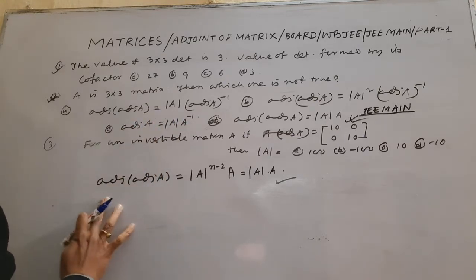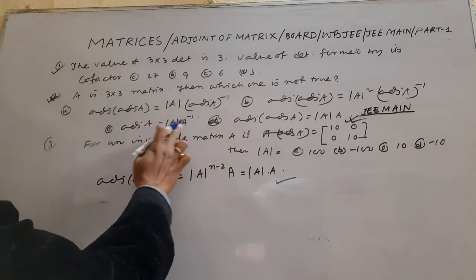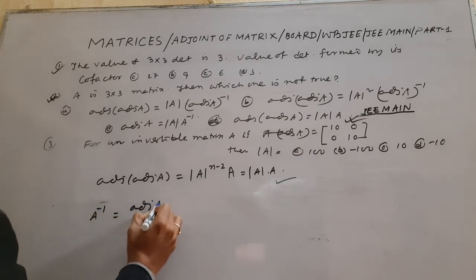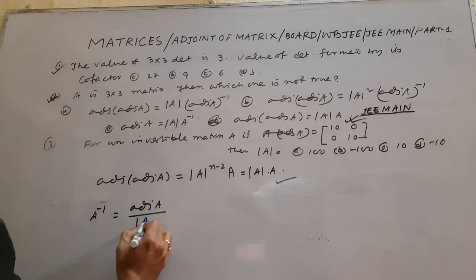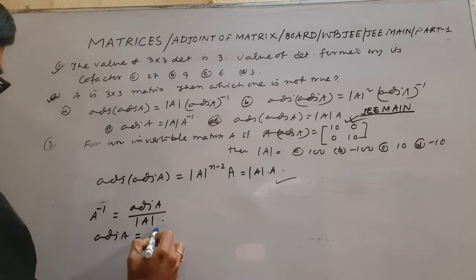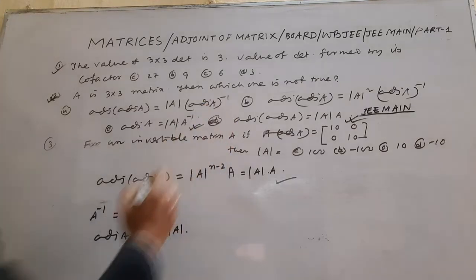Now, A inverse equals, we know, adjoint of A by determinant A. So what is adjoint of A? A inverse into determinant A. So this one is also true.